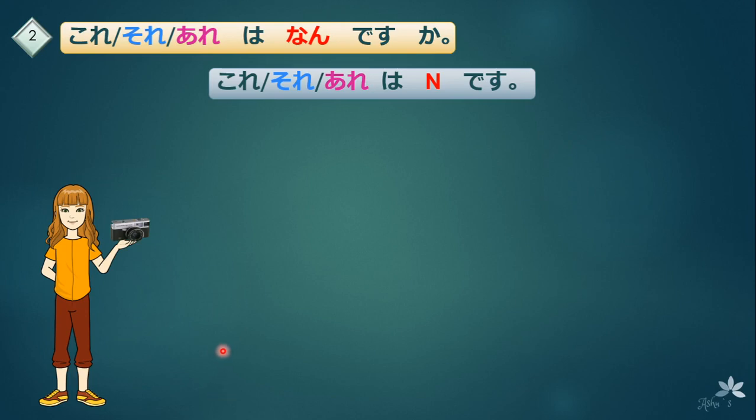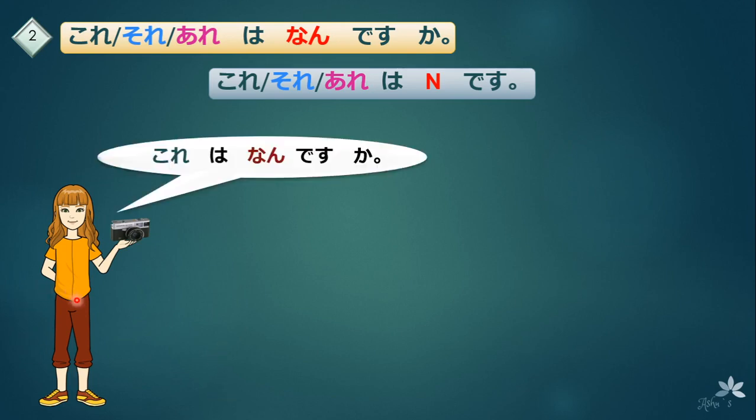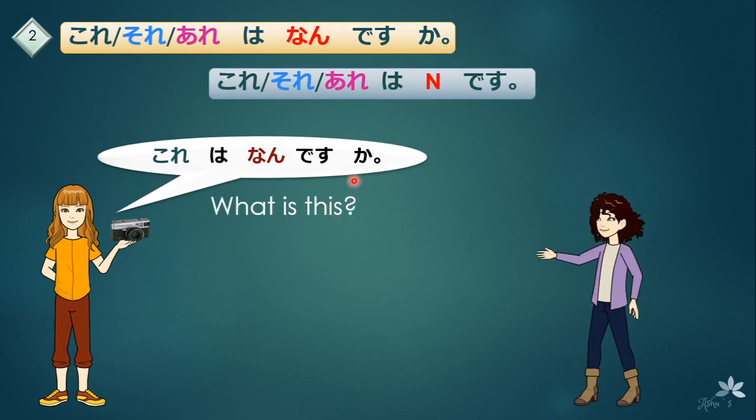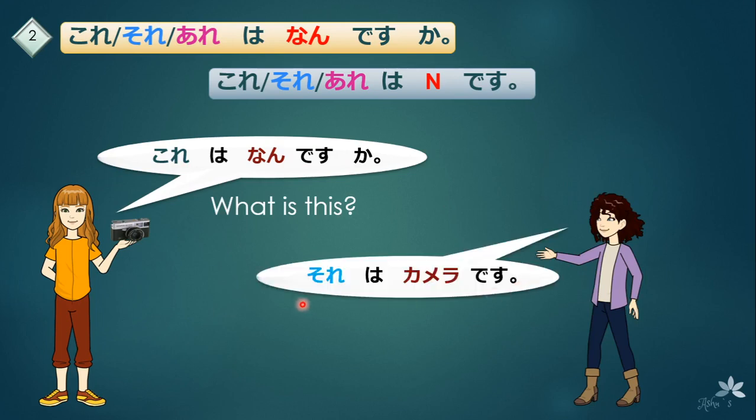Let's take another situation. Now the person with the object asks, Kore wa nan desu ka? What is this? So a person away from the speaker replies as Sore wa kamera desu. Sore, the object that is in the listener's hand, is referred as sore. Sore wa kamera desu. That is a camera.